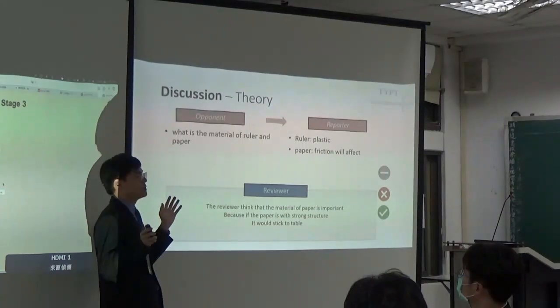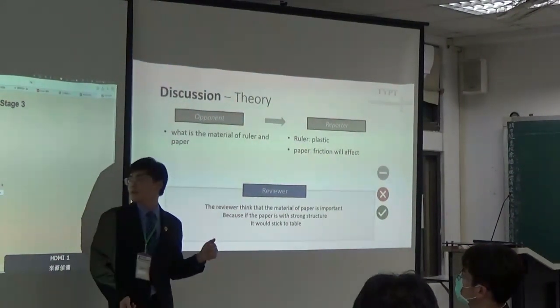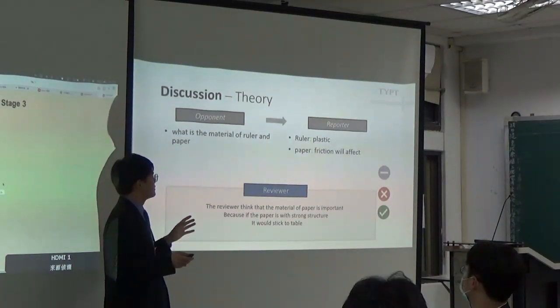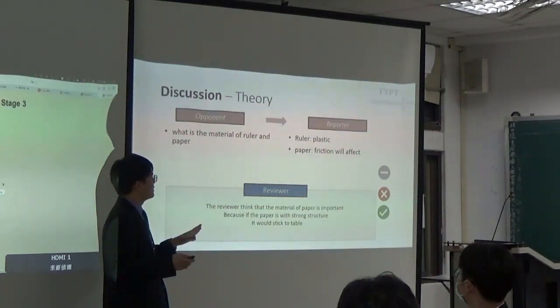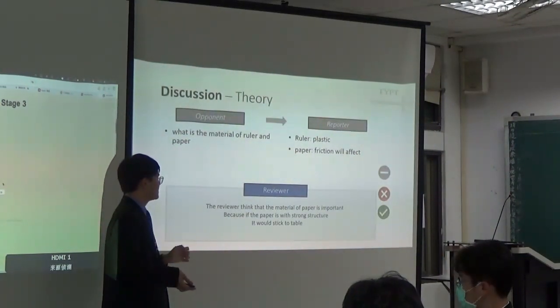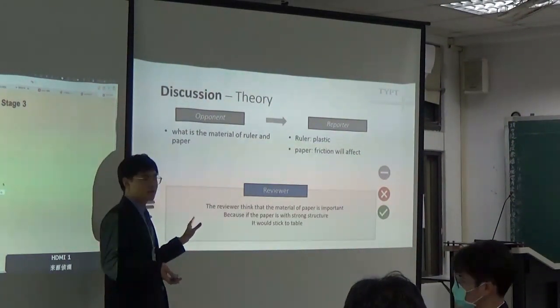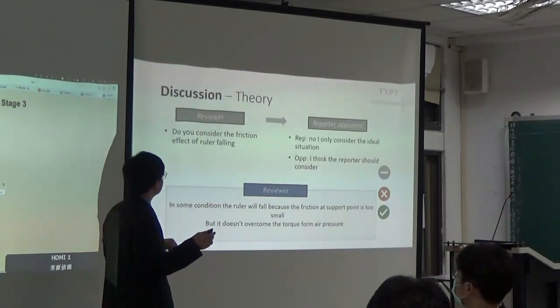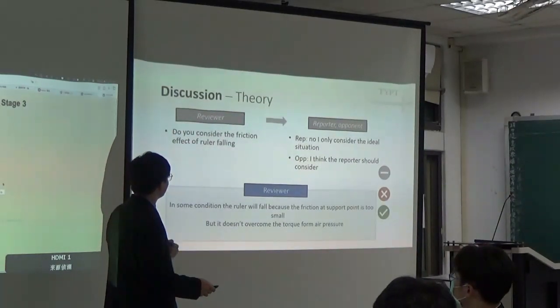The opponent asked what the material of the ruler and paper is, and the reporter said he uses plastic for the ruler, and that friction will affect the paper. I think the material of the paper is important because paper with a strong structure would stick to the table. So I asked, did you consider the friction effect of the ruler folding?